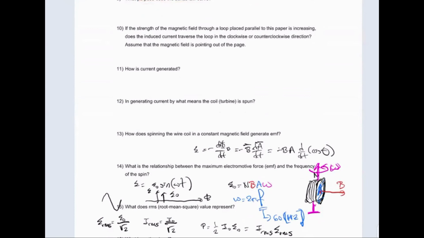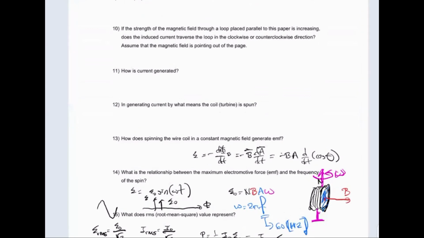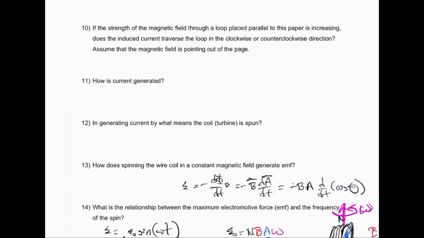Let's take a look at number 10. It's a bit of a conceptual one. We have a loop, which is going to be placed parallel to this paper. We'll just place it just like that. And the strength of the magnetic field is going to be increasing. So we got a loop just like that, and we keep increasing the strength of the magnetic field. It doesn't say which direction it's increasing.